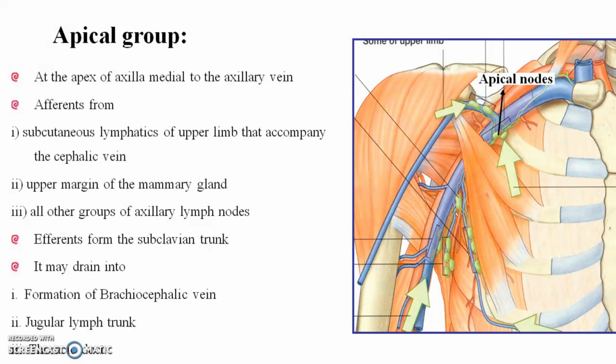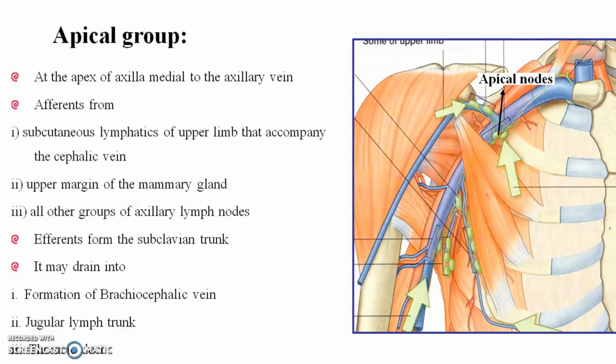And from the apical group, it is again going to drain into the jugular lymph trunk and also the thoracic duct, and it also contributes to the formation of the brachiocephalic vein. So in the formation of the brachiocephalic vein also we will have this drainage along with the jugular lymph trunk and also the thoracic duct.